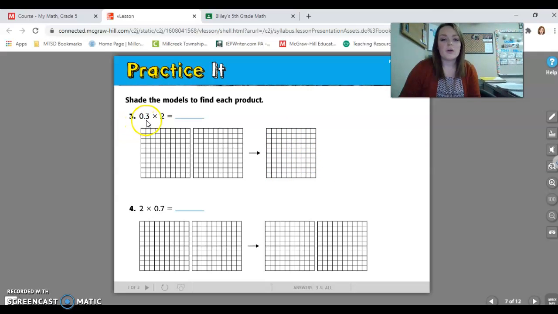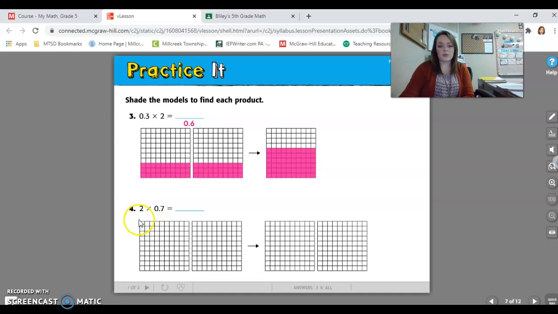So we have 0.3 times 2. Each of these we are going to shade 3/10. So we're going to shade 3 columns. And then we're going to combine it. So I have 3 and 3. I'm going to shade in 6 for my final answer. 0.3 times 2 gives me 0.6 for my answer.